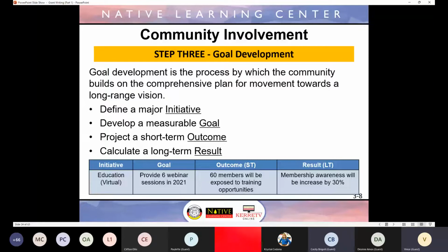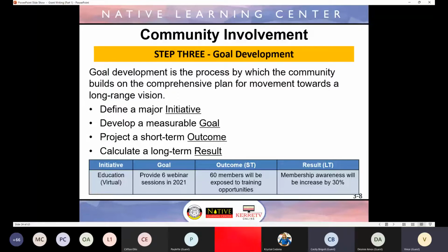The result also needs to be measurable and attainable. The result would be something in the long term. Because we have a goal of the webinars, each webinar has a goal, an outcome projected. The result would be membership, in this hypothetical example, membership awareness will increase by 30%. So what we've created here, this little matrix, is the concept of the logic model, where we give some kind of description, in this case, a tangible visual matrix of how we're going to take the initiative and at least break it down into one goal.